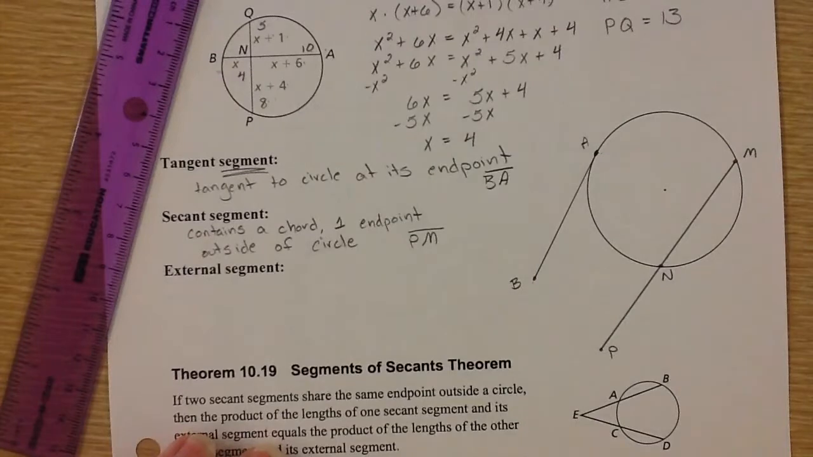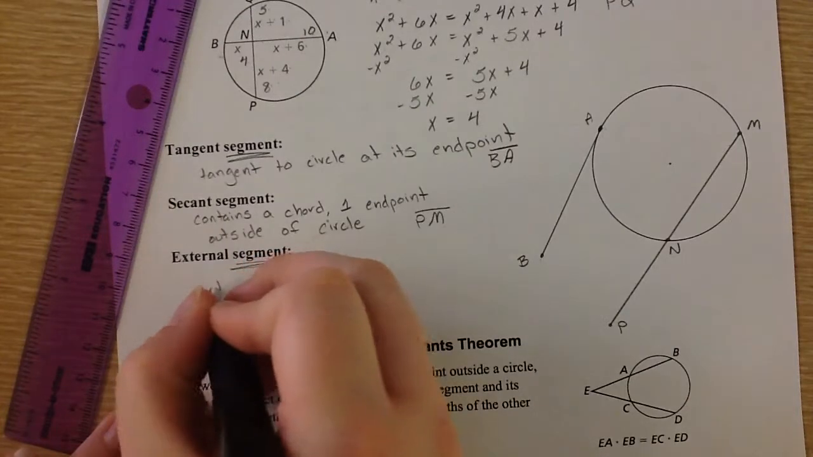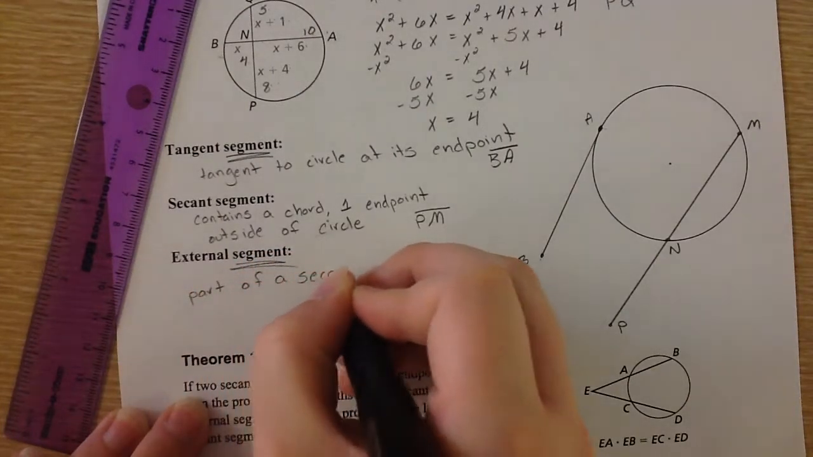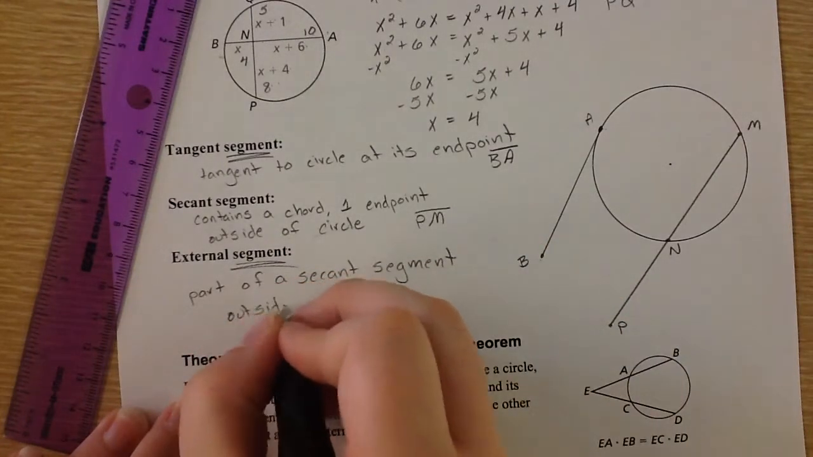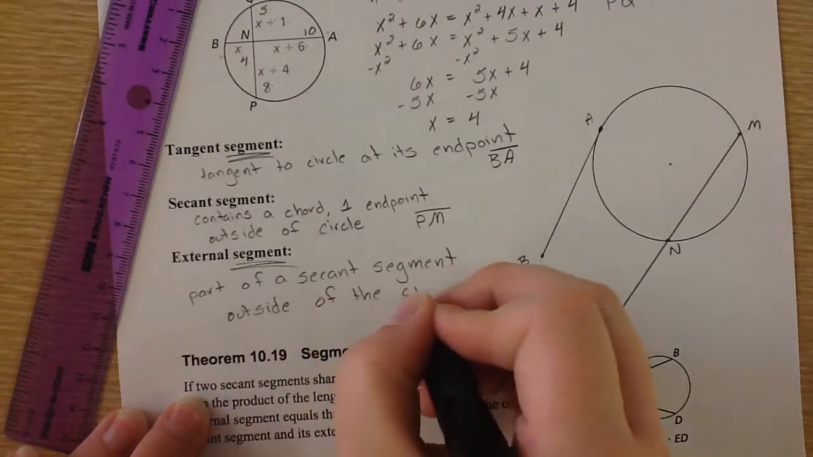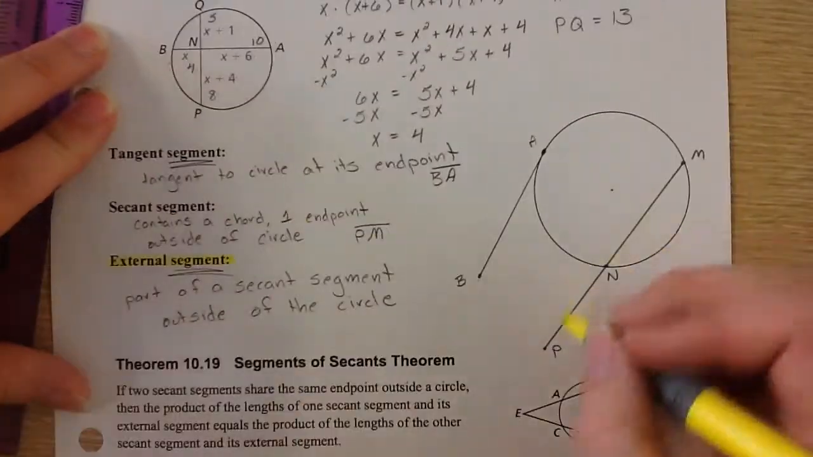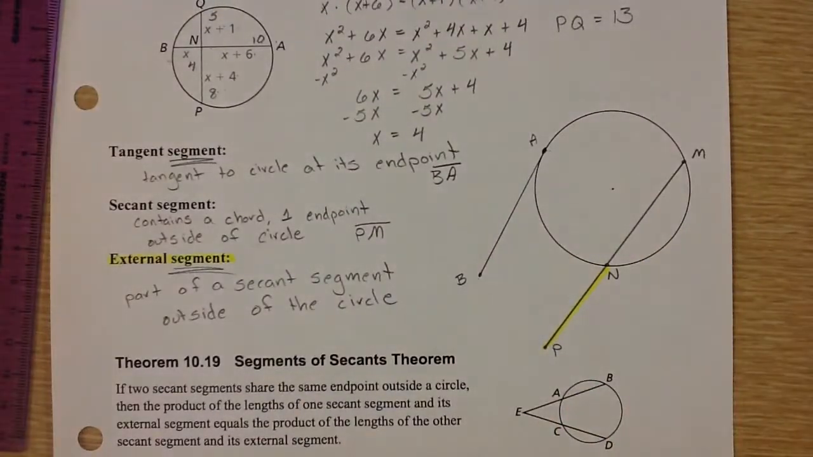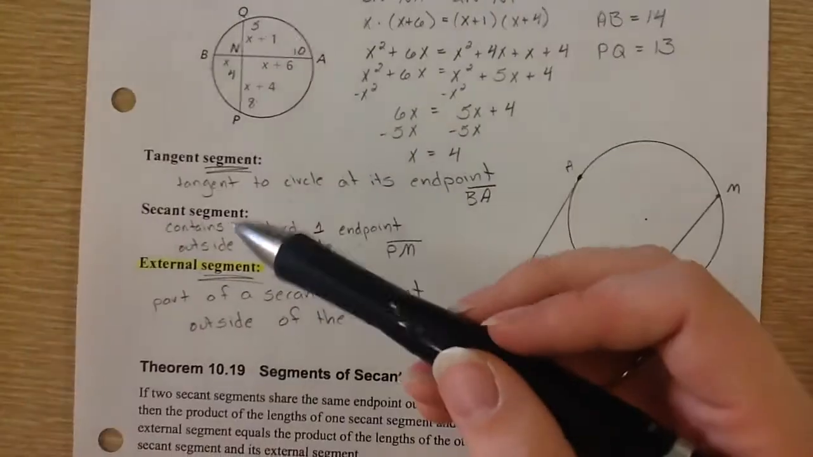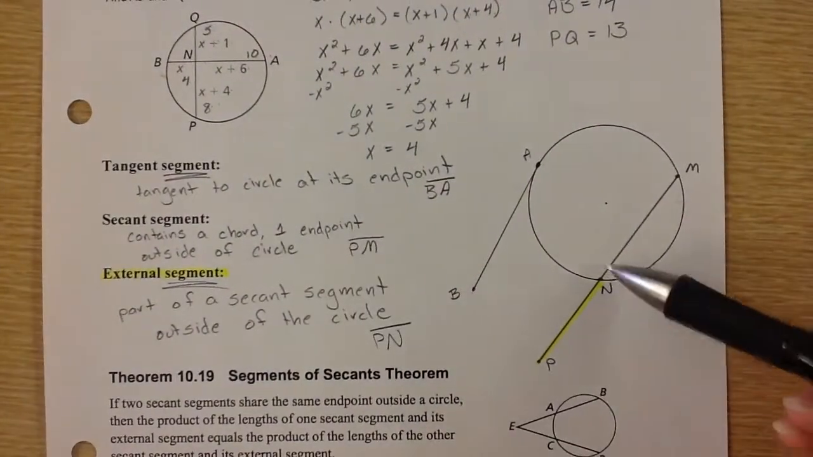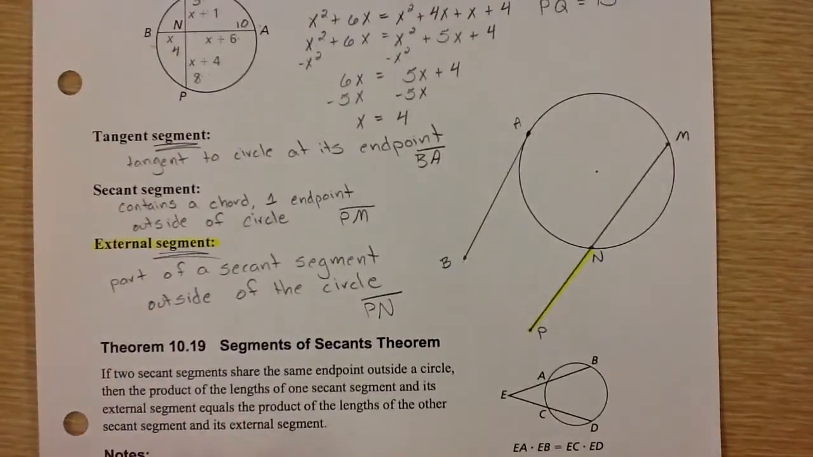But the external secant segments always have an external part. The external segment is the part of a secant segment that's outside of the circle. So our external segment here would be this guy here from P to N. There is our external. So our external segment is P to N. So every secant segment is made up of an external segment and a chord, together in one long segment.